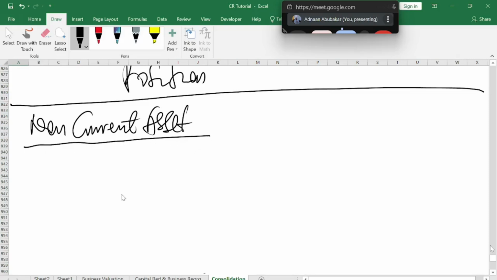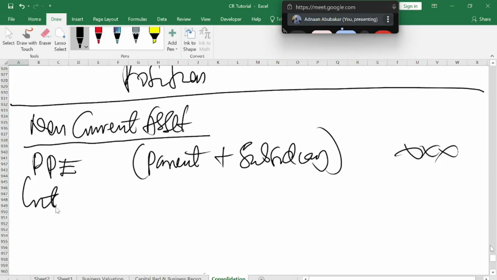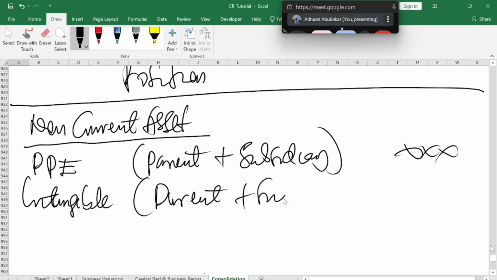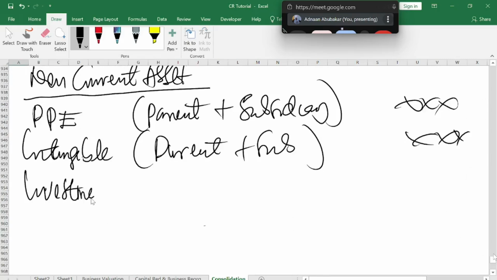So for your non-current assets, you will have maybe your PPE. You will add both parent and subsidiary and put it there. You have maybe your intangible assets: parent plus subsidiary. You also have your investment, which could be from only the parent. There's a reason why it is only the parent.